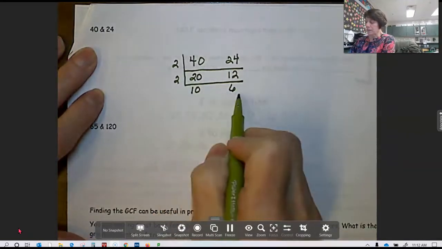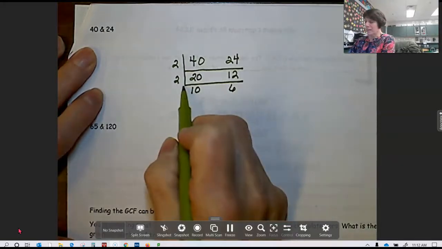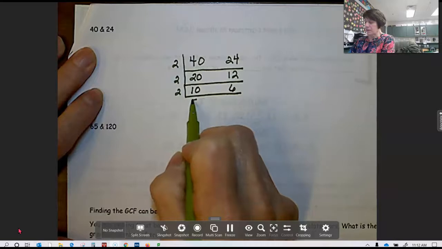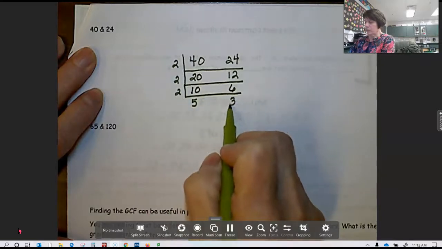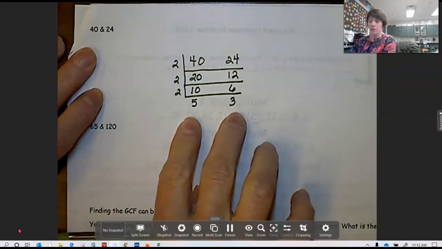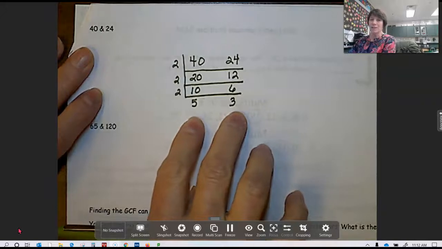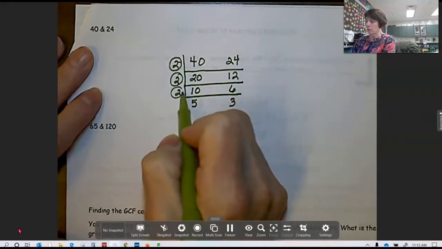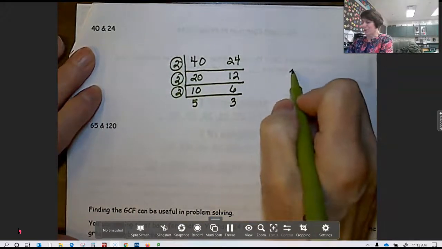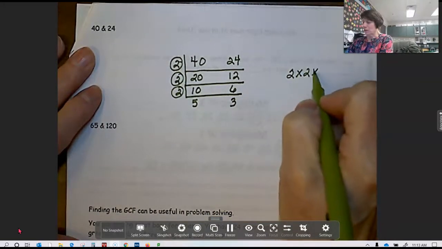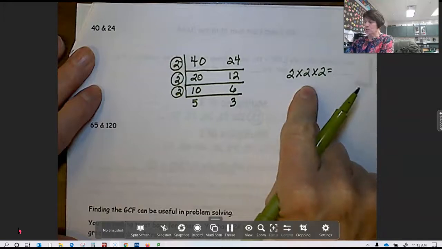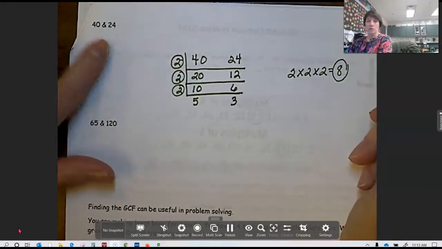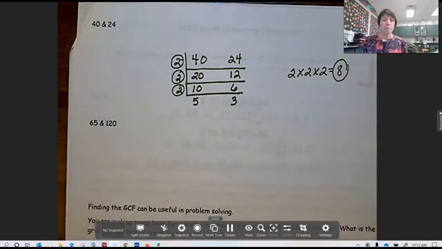Check again. Can I divide 10 and 6 by one of the prime numbers? I can. I can divide both of those by 2. They're both even. 2 divides into 10 5 times. 2 divides into 6 3 times. These numbers are both prime. They don't have any common factors other than 1, so we know we're done. So we're going to take the numbers along the side. And again, they won't always be 3 numbers. In both of our examples so far they have been. But this will be 2 times 2 times 2. So 2 times 2 is 4, times 2 is 8. So we're saying that 8 is the biggest number that will divide into both 40 and 24.